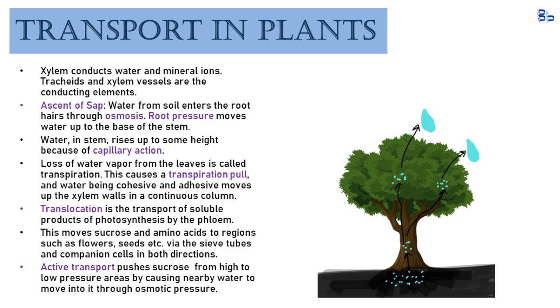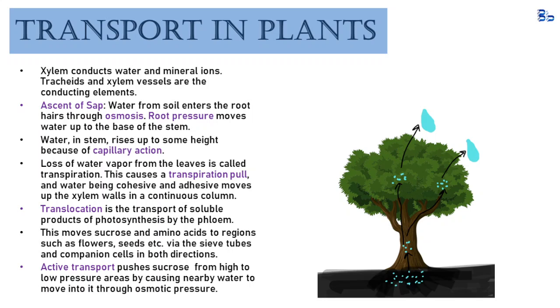Translocation, on the other hand, is the movement of soluble products of photosynthesis through the phloem. Basically, the transport of food like sucrose and amino acids from the phloem in the leaf to parts of the plant which require the food. This may be flowers, seeds, roots, fruits, etc. So food moves in both directions. It can move above the plant, it can move below the plant.